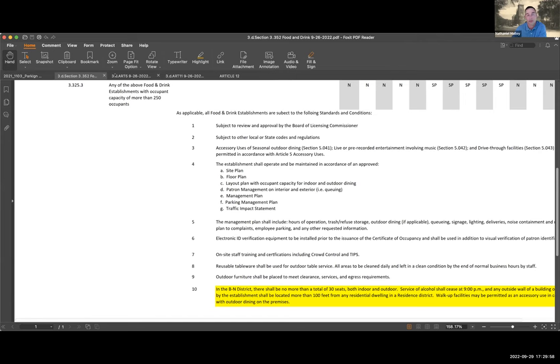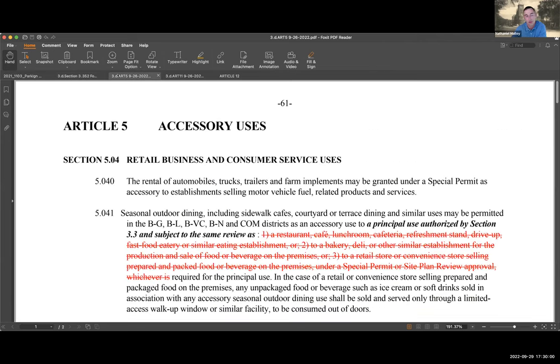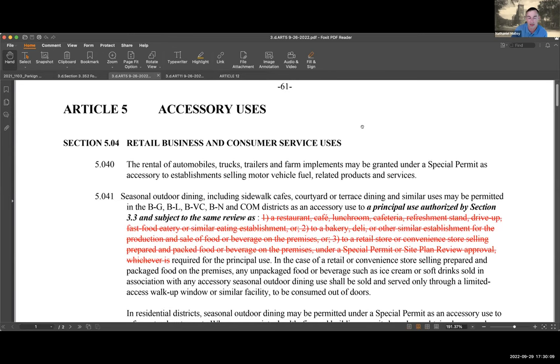If we move on, so this is Article 3, the use chart. The next one, we're just going to go in order, is the accessory uses. What's proposed is shown in bold italics, and what's being removed is in red strikethrough. Right now this is for accessory uses only for retail and business and consumer services. So it's not all of Article 5, it's just this one, 5.04.